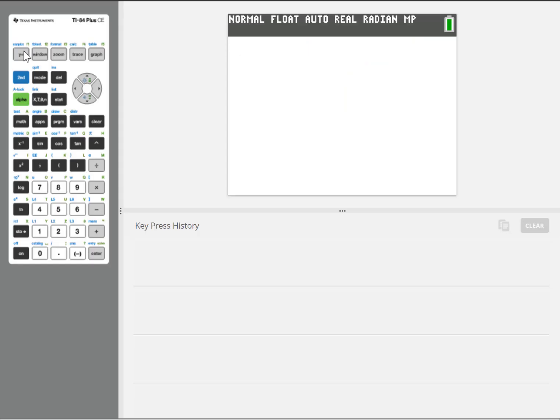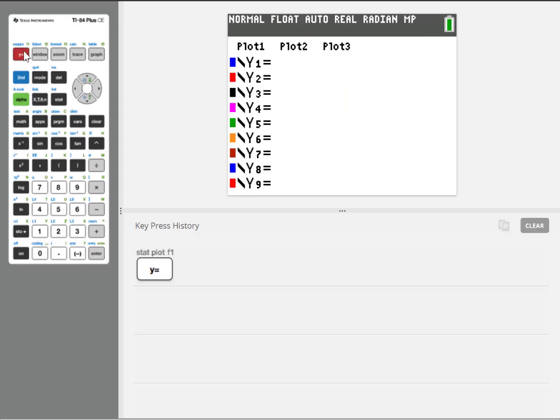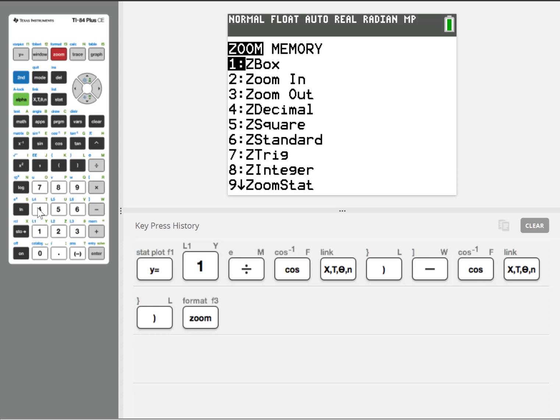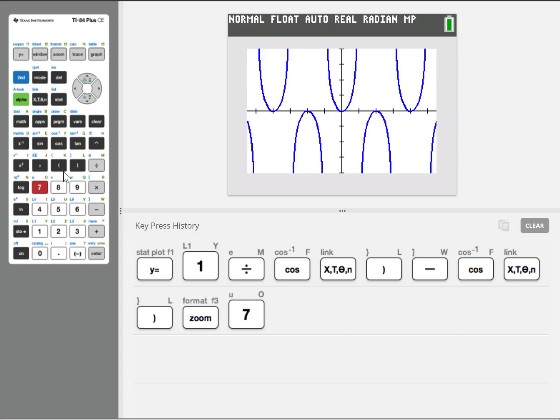On the calculator, I'm in radian mode. I'll go to the y equals area. For secant, I'll have to type that 1 over cosine x. So secant x minus cosine x. I think I'll just use the trig zoom window there, zoom 7. And so there's my graph.